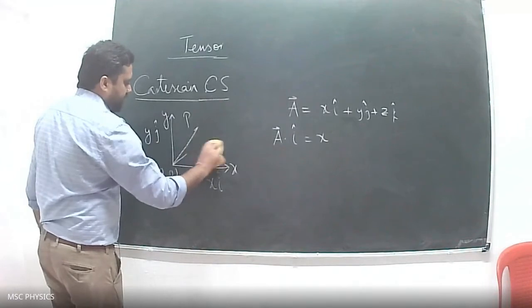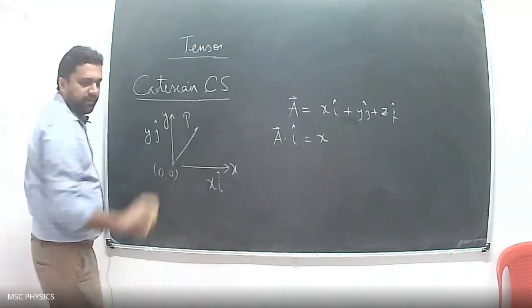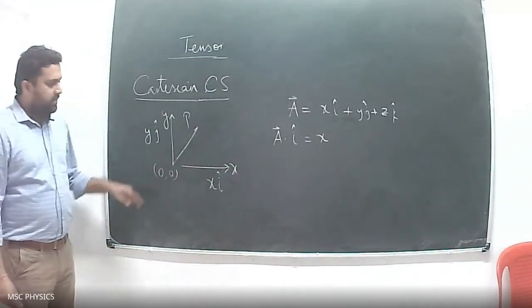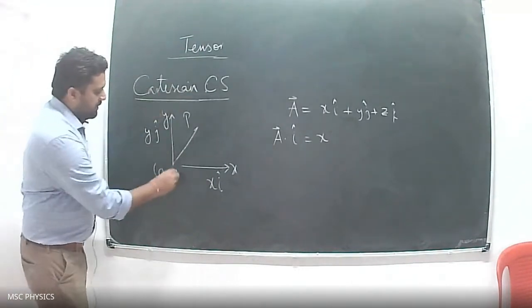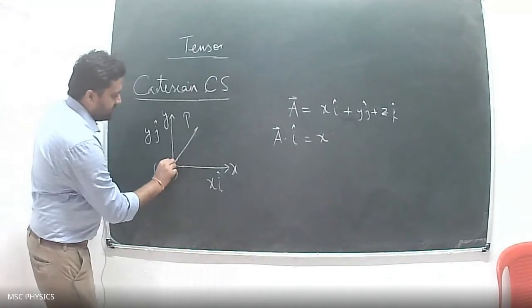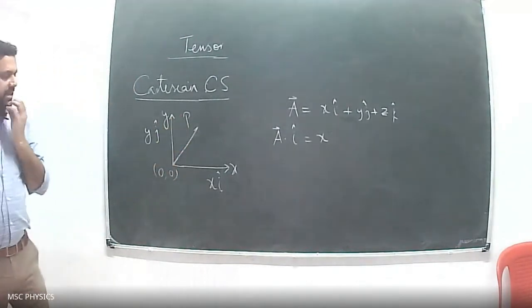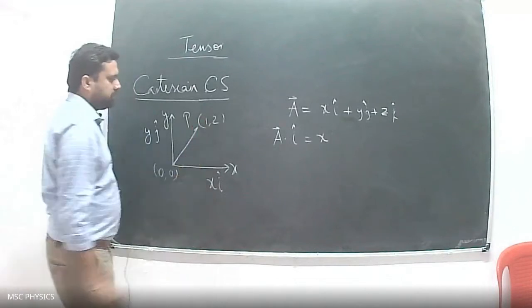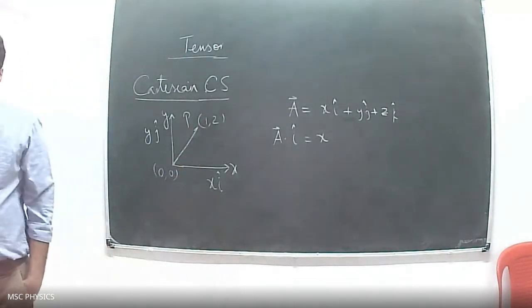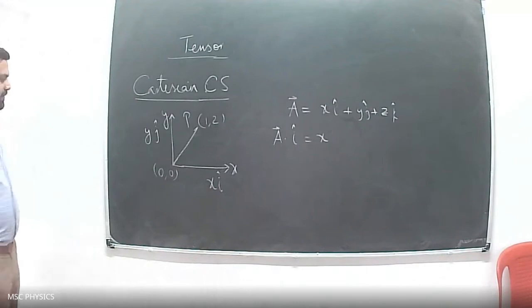This is the point P. So a vector can also be represented by the point P. So it is basically the position vector of that point P, right? And it can have some coordinates, let's say 1, 2. So this is the vector.